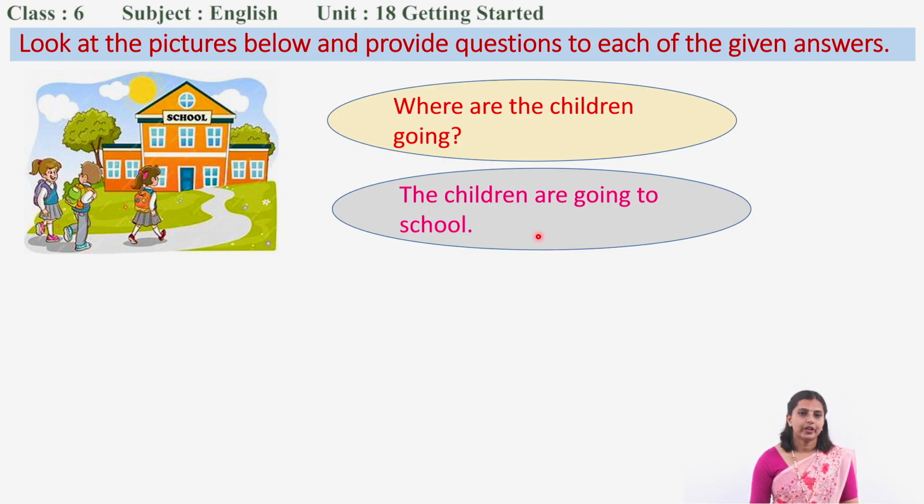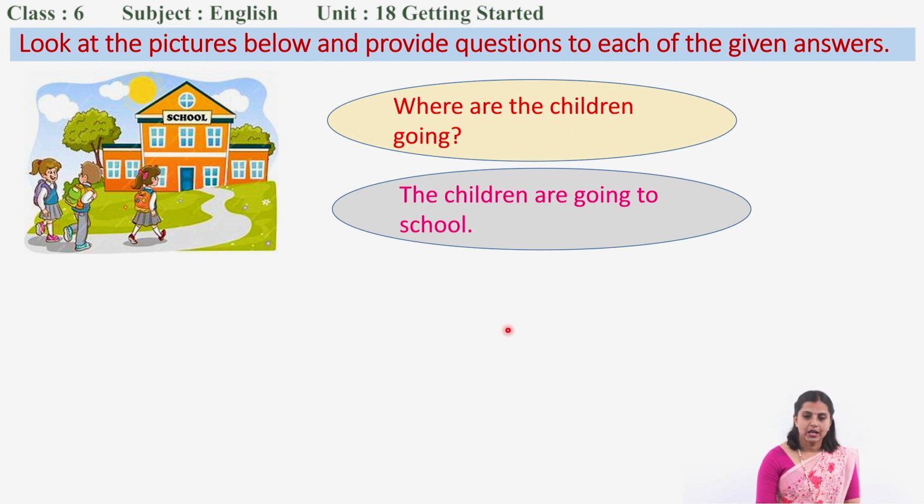Okay. Where, the W-H question, is used to ask about place. Where are you going? I'm going to my village. Where are you going? I'm going to a restaurant. Where are you going? I'm going to my home. Right? So where are the children going? The children are going to school.